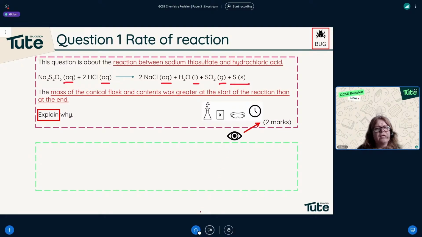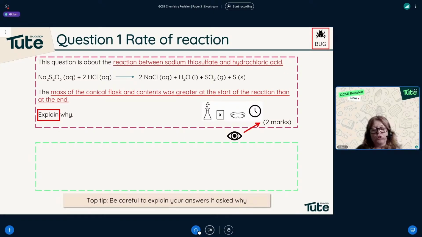So we're thinking about why the mass of the conical flask and contents is greater at the start of the reaction than at the end. Because it is an explain question, we have to be very careful that we explain our answers. You can see on my little conical flask, there are bubbles of gas which are escaping. Sulfur dioxide gas is produced, which escapes from the conical flask. So we have to say two marking points for that: sulfur dioxide gas is produced, and it escapes from the conical flask.